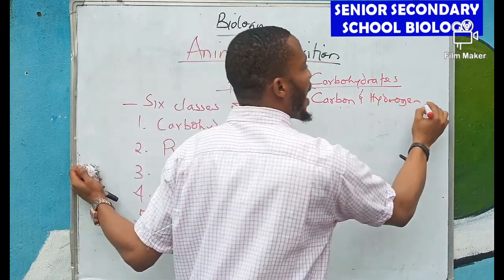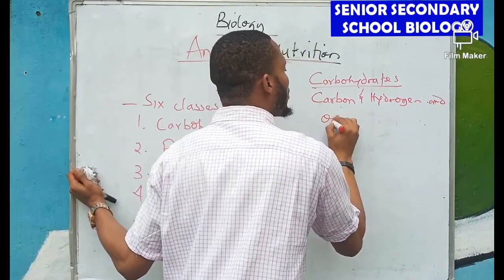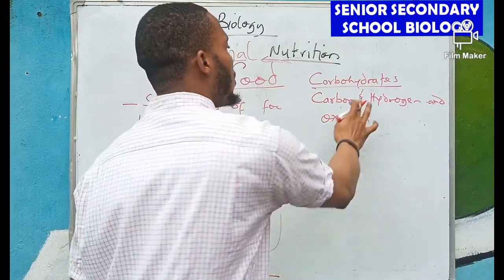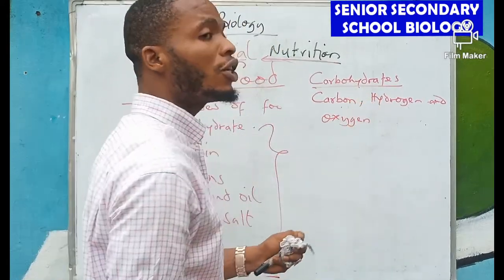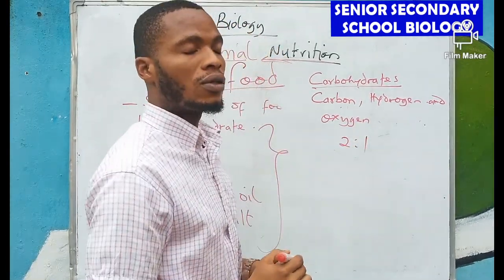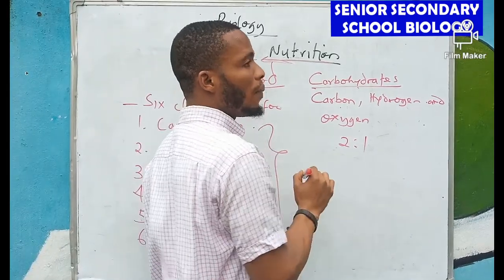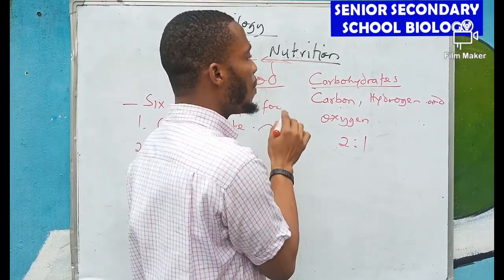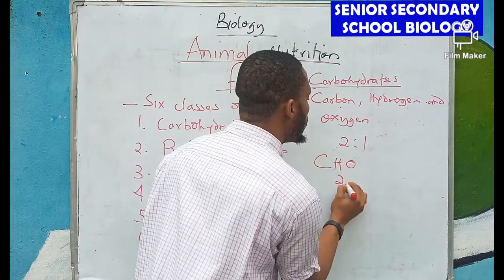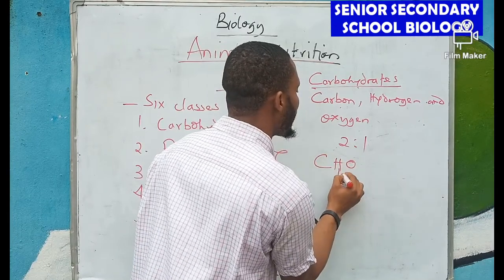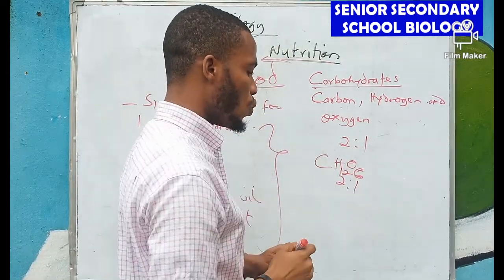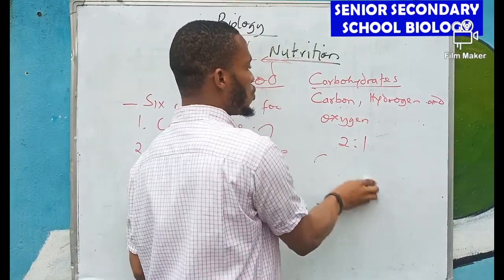Carbon, hydrogen, sorry, and oxygen. They are made up of three major elements: carbon, hydrogen, and what? Oxygen. In the ratio of hydrogen 2:1 to oxygen. So whenever you see a compound that is a carbohydrate, the ratio of hydrogen to oxygen must be 2:1. Either you have 10:5 here, or you have 12:6 here. So the ratio of 2:1.